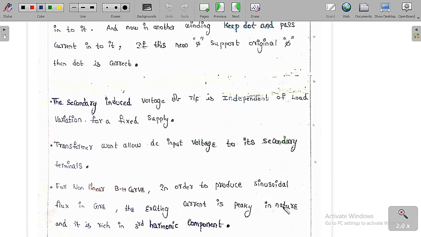Peaky means, as I have already told you, that the third harmonic component is dominant. I have already told you that for a flat top waveform and the peaky waveform, the dominant harmonic is the third harmonic component. Therefore, for a non-linear BH curve, in order to produce the sinusoidal flux in the core, the exciting current is peaky in nature and very rich in third harmonic component.